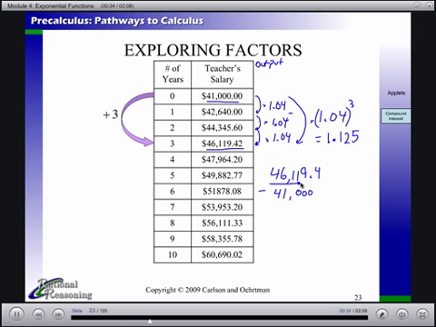Yeah, it'd be division, right? It'd be division. So do that division. 46,119.4 divided by 41,000. And you should find that you get the same thing, 1.125. So if it's the multiplier, then it should be the quotient of 46,119 divided by 41,000. But it also comes from multiplying by 1.04 3 times. So those numbers are the same.